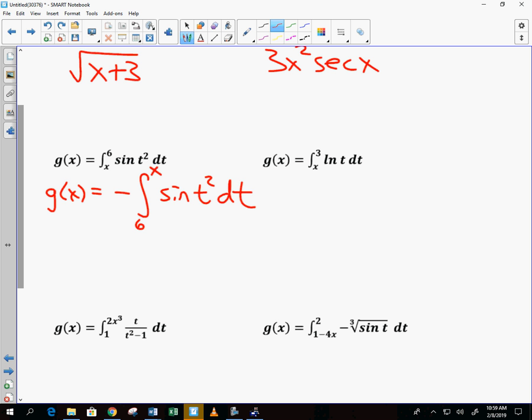Now I'm going to take the derivative. G prime is what? Negative sine of x squared.